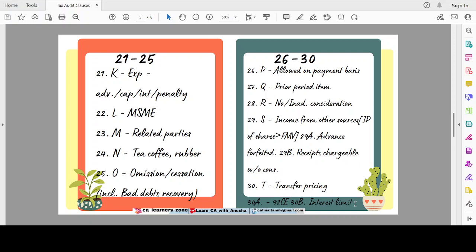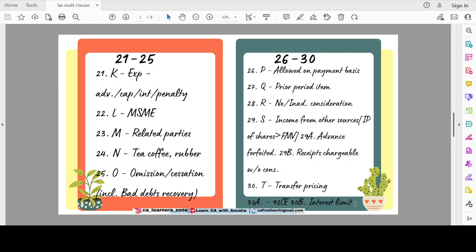P. Allowed on payment basis. Only those expenses are allowed on payment basis. Q. Q for what we have learned, queen, right? Queen. But now we can't find any queens. That's why it is a prior period item. Prior period item. R for rat, right? Rat eats everything. If you keep a cheese, rat eats the same. Okay, you don't have anything now. So no or inadequate consideration. You don't have any consideration for buying that, right? You could have eaten it, but now rat has eaten everything. So you don't have anything. So no or inadequate consideration.